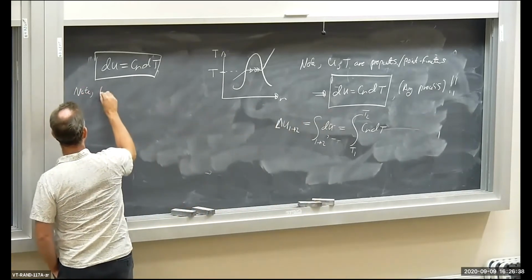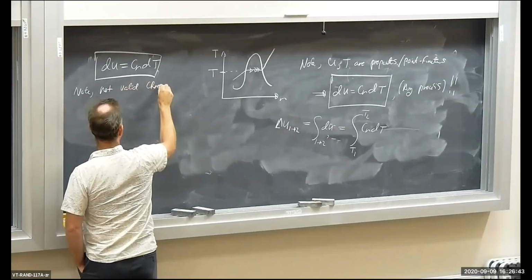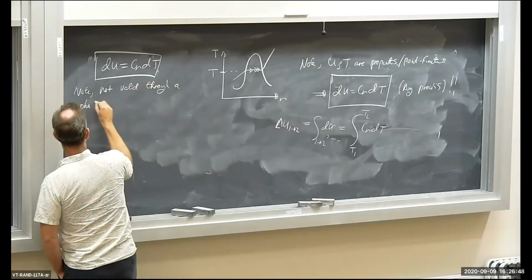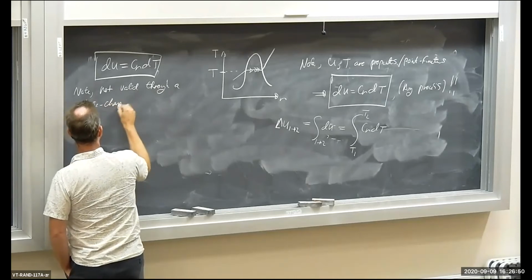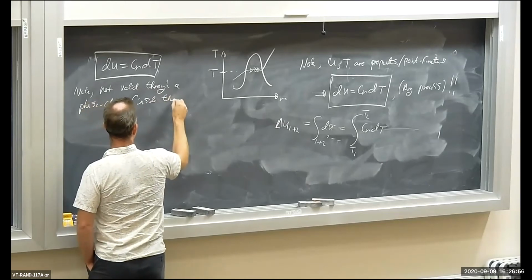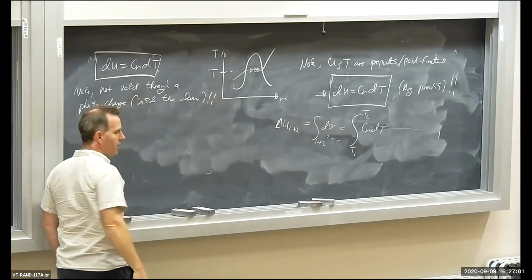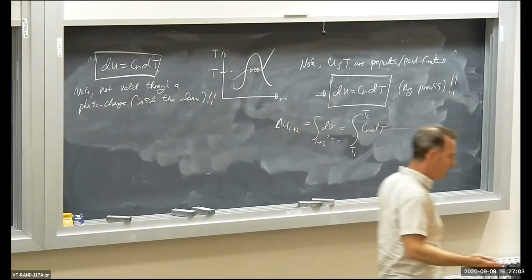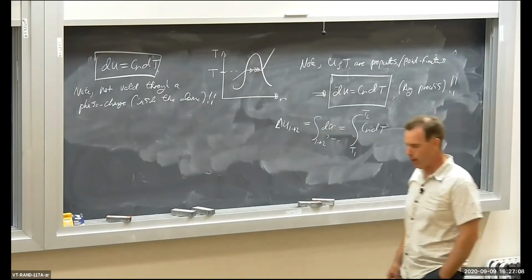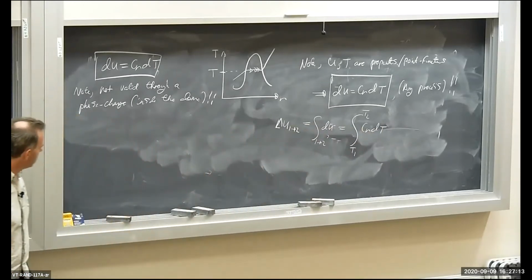So I will write here, note, not valid through a phase change. What does that mean? Not valid inside the dome. If you're a superheated vapor, or you're a liquid, or you're a solid and incompressible, you're not changing phase, you're fine. But not valid inside the dome.